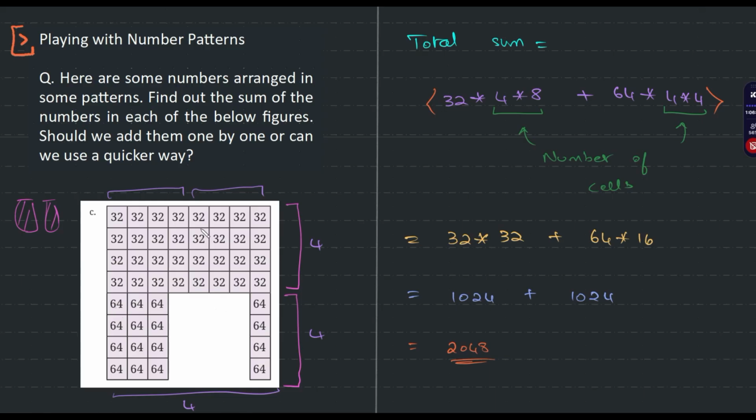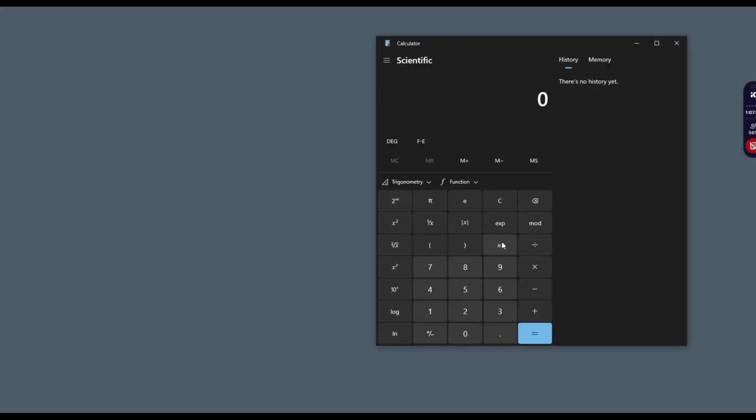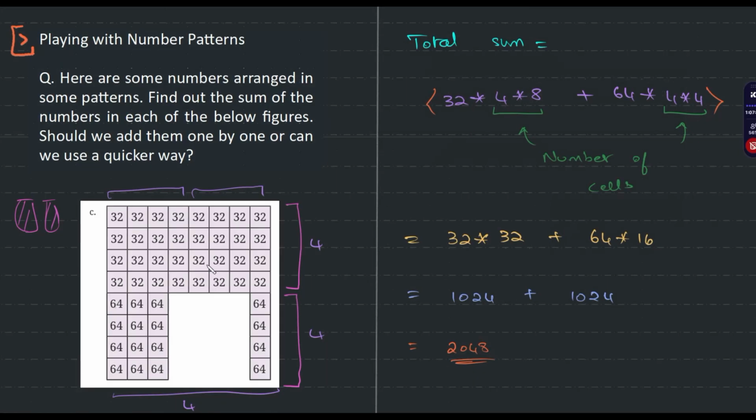So you will basically end up with 8 into 8. That is 8 rows and 8 columns of 32s. So 8 into 8, let me take up the calculator. Okay. So 8 into 8 is 64 into 32. So we get the same answer. Again, what I did was, I thought of each of the 64 as 2 32s.